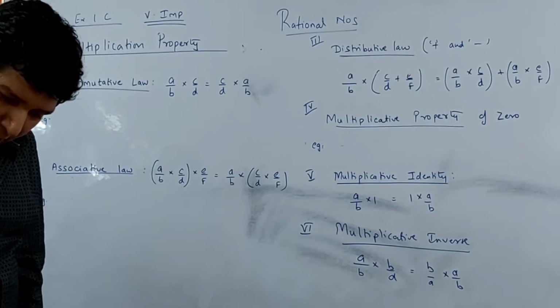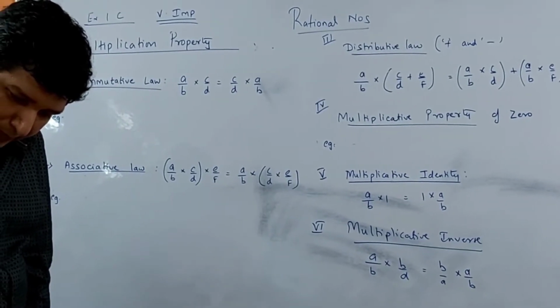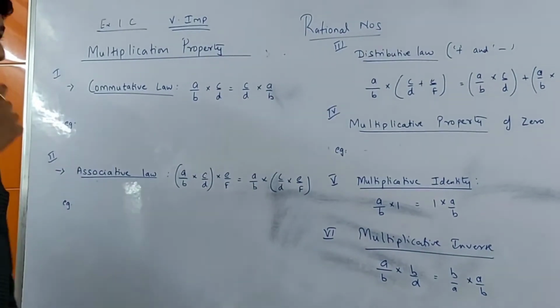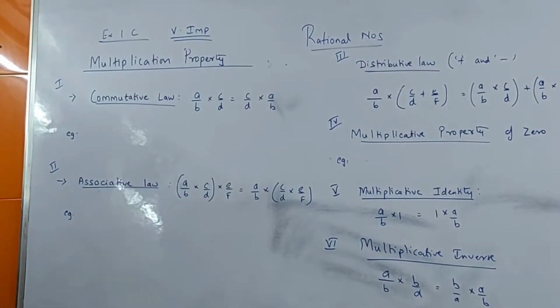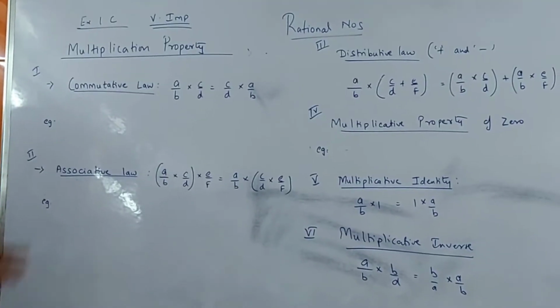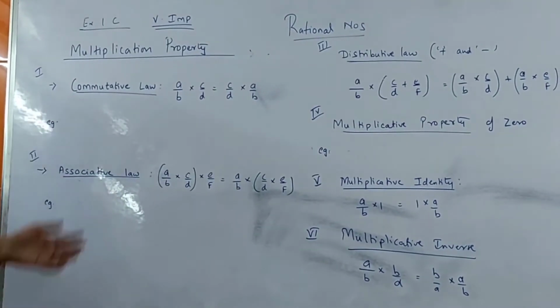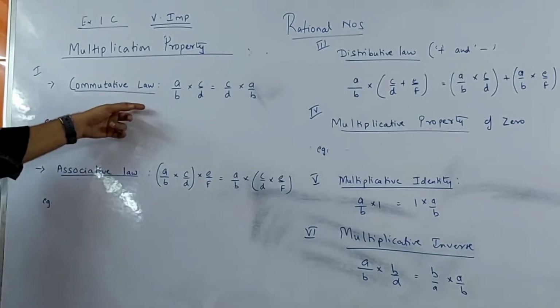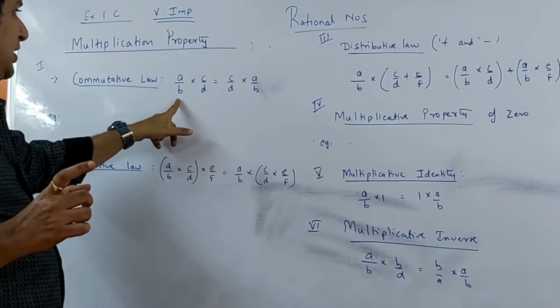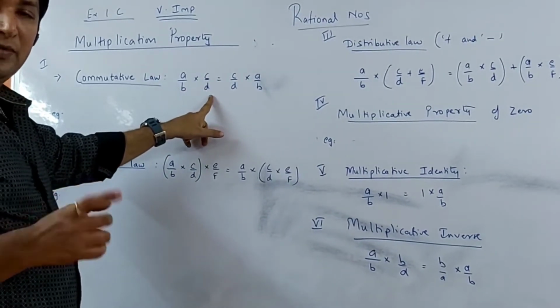So students, now to do question number 4, you have to first understand all the properties, the multiplication properties. I have written everything in brief. I will explain one by one. So first we will start with the commutative law. It's very simple. Whenever you multiply the first rational number into a second rational number, that will be equal to what?